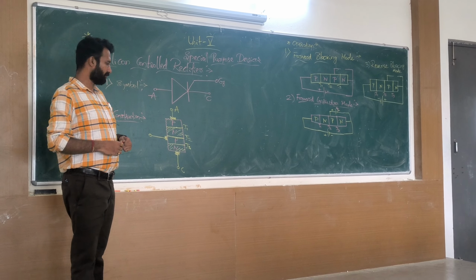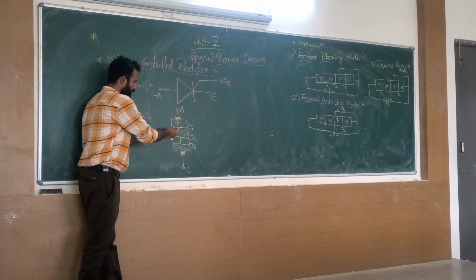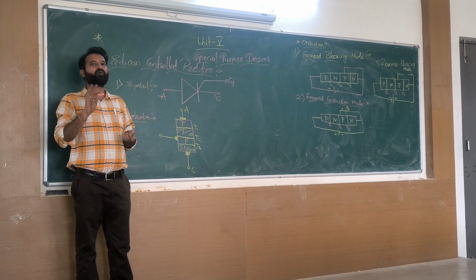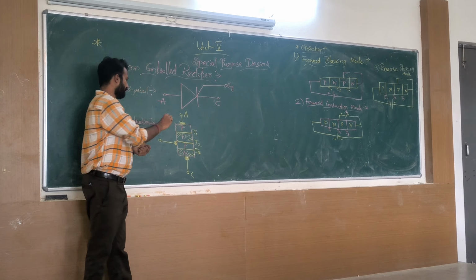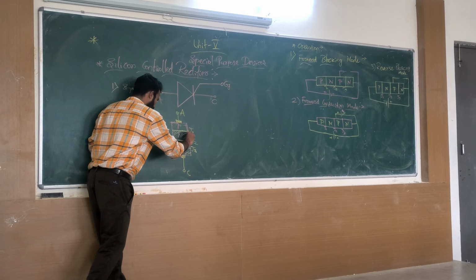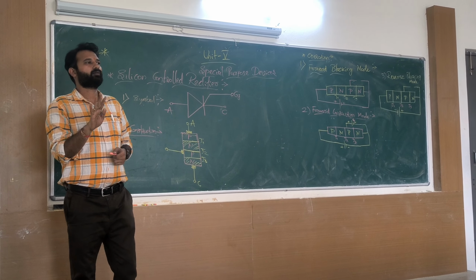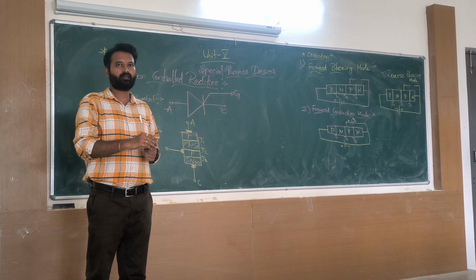So this device is a 4-layer. How many layers am I telling? 1, 2, 3, 4 layers. This device is a 4-layer structured semiconductor material device.